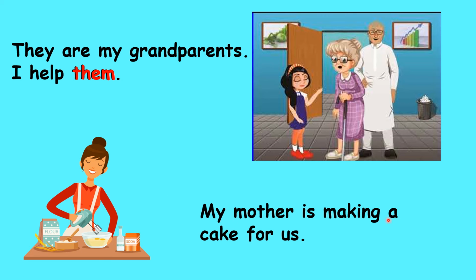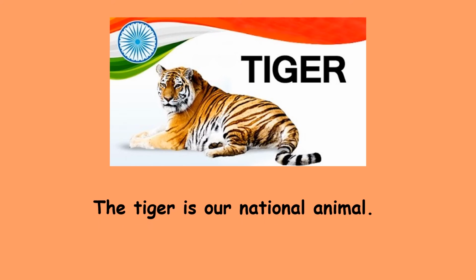My mother is making a cake for us. Now here you're talking about your mother making a cake for you and your brother or your sister. Us means we all. So the pronoun us is used. The tiger is our national animal. Now here the pronoun our is used. Our means me and many other people. So the pronoun our is used.